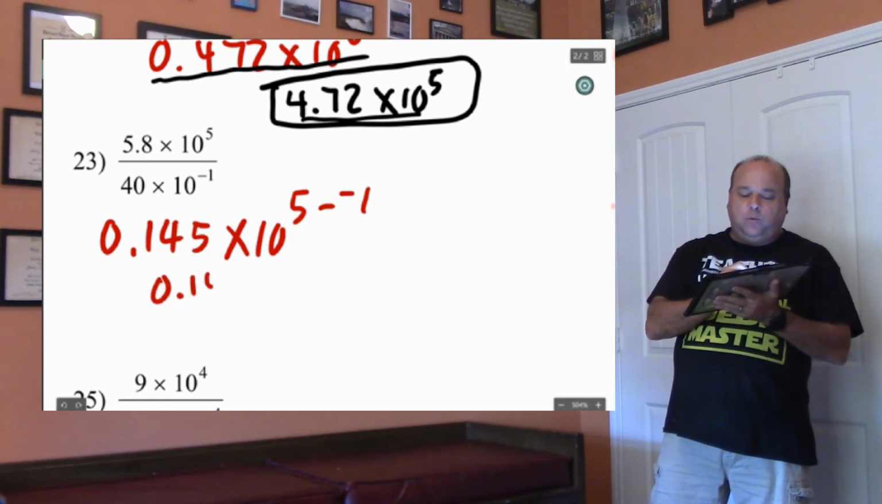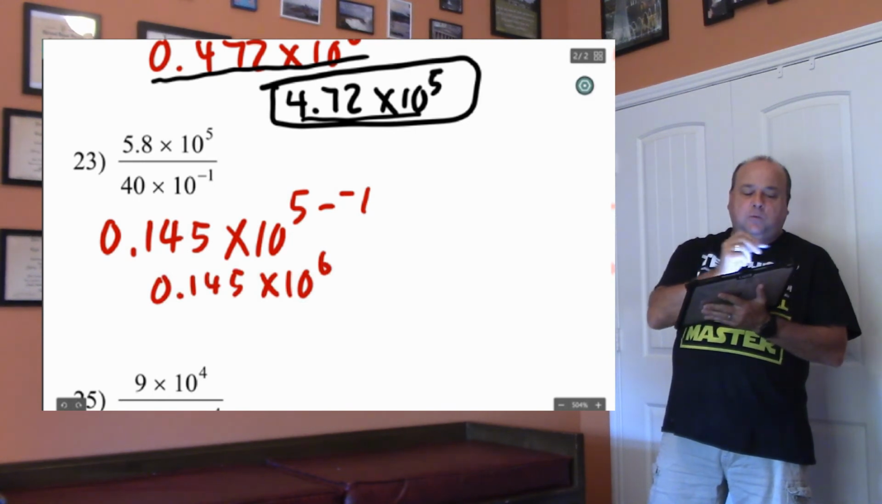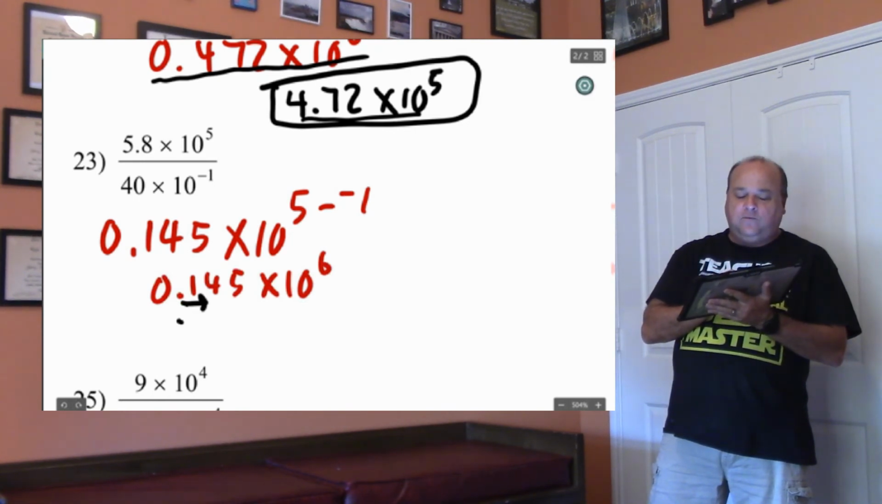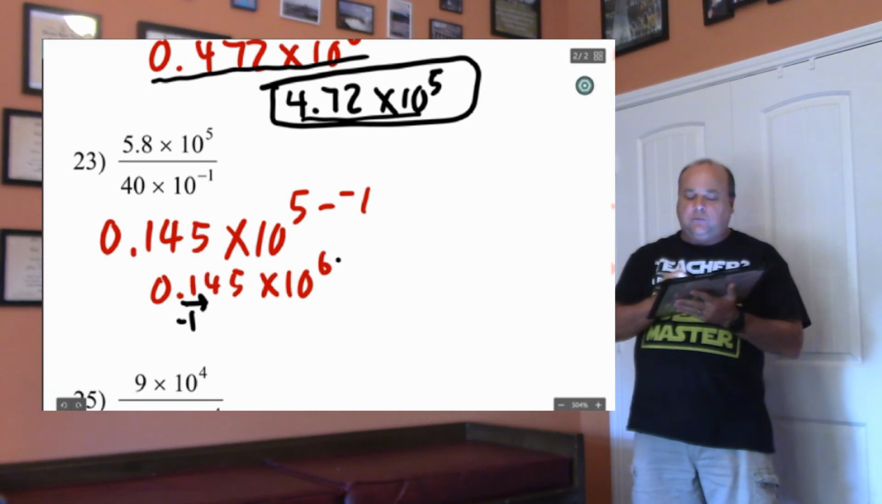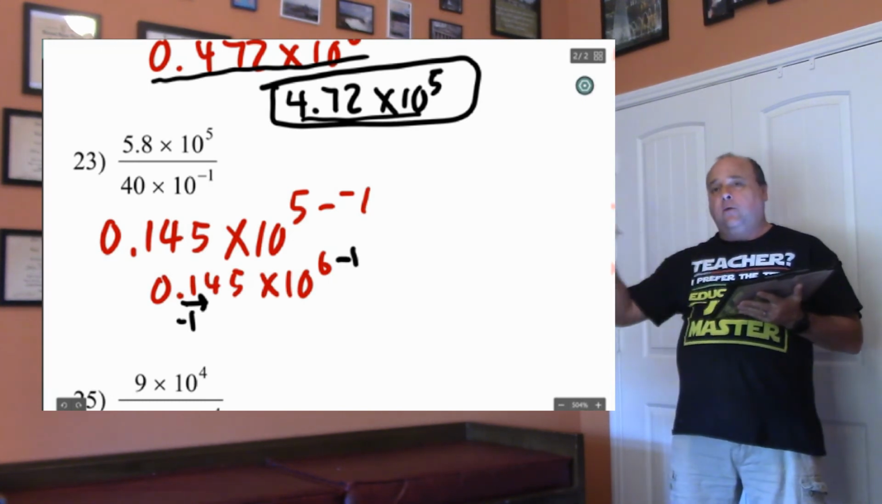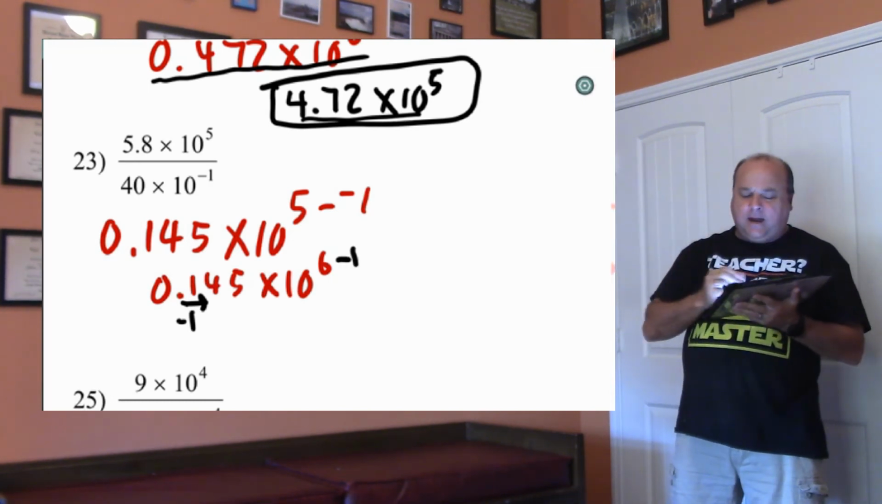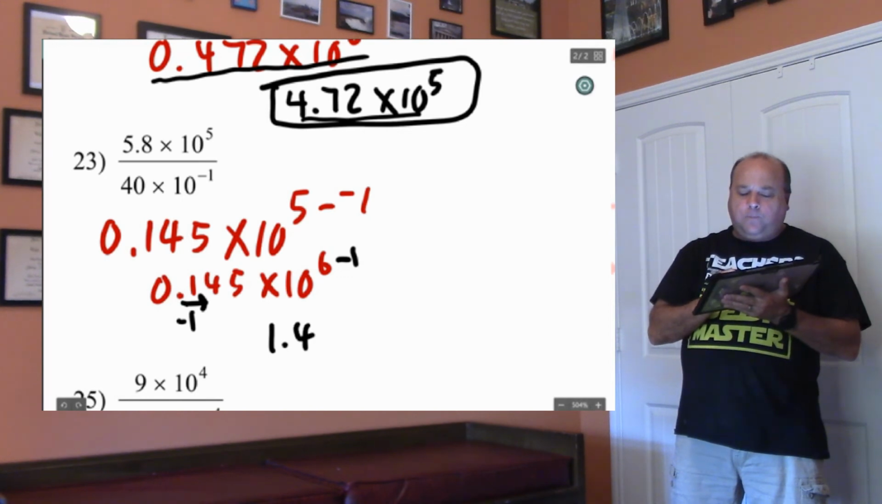So we're going to have 0.145 times 10 to the 6, but our decimal is in the wrong spot. It's got to move to the left 1, so we're going to subtract 1. If you go to the right, you subtract. You go to the left, you add. So 1.45 times 10 to the 5th power.